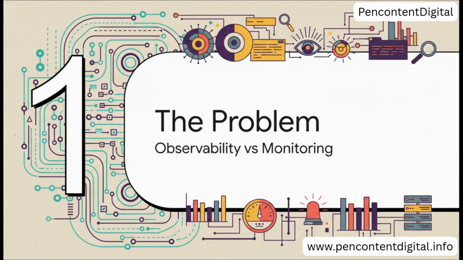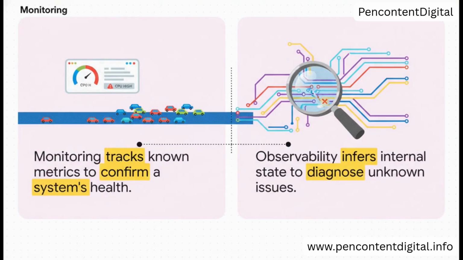Now, before we get into all the cool tools and the how-to, we have to get the why right. And that starts with making a really crucial distinction, the difference between observability and what we might call old-school monitoring. They sound kind of similar, but trust me, they are fundamentally different ways of thinking about the health of your system. This comparison perfectly captures that shift from just knowing what is happening to understanding why.